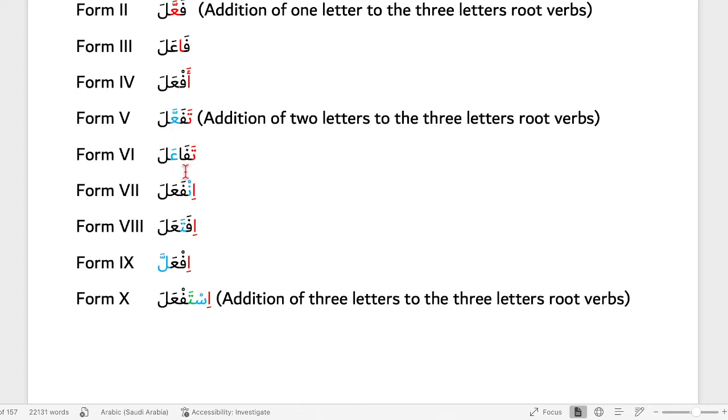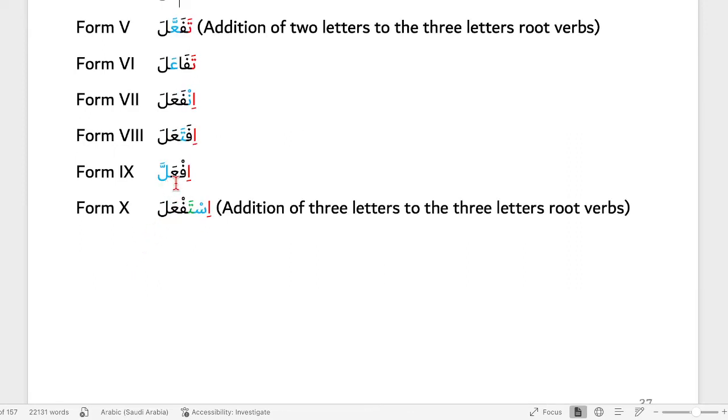But in these two, letters are added. Form 7, infa'ala, again two letters are added, alif and noon. So that is a separate form. Form 8, ifta'ala, again two letters are added, alif and ta. Ta is added after the first radical. So here in form 7, the noon was added before the three radicals. Here the alif is added before all the three radicals, but the ta is added after the first one.